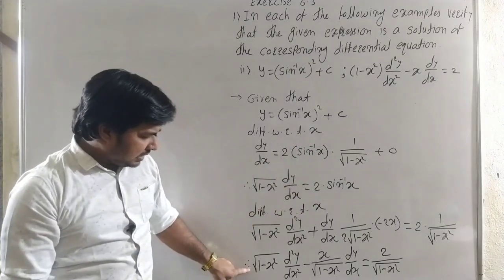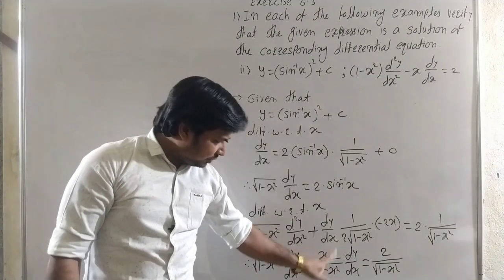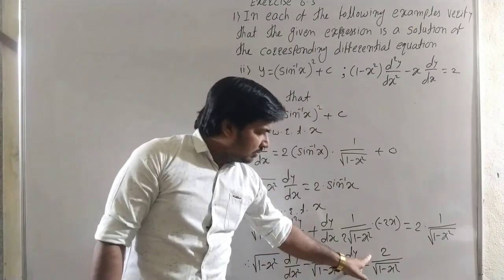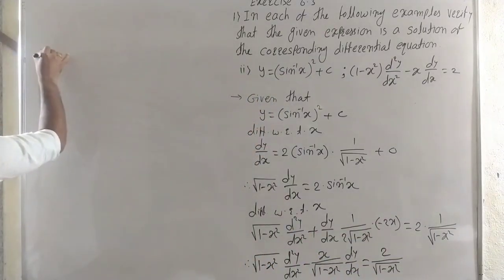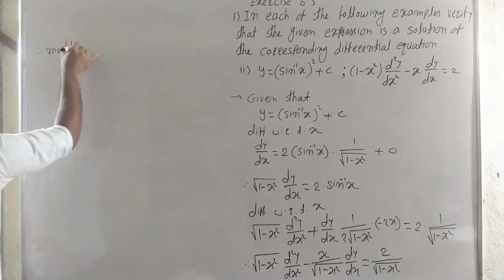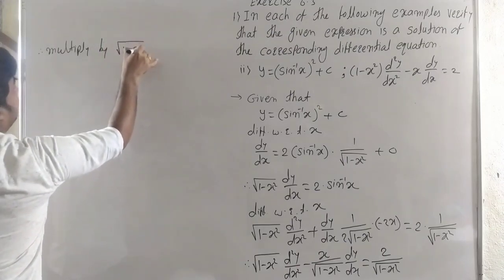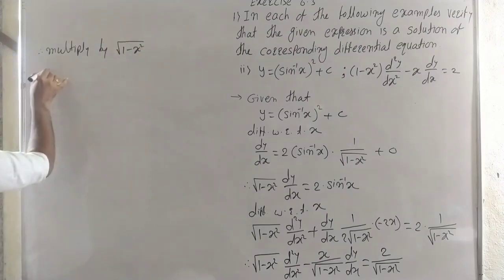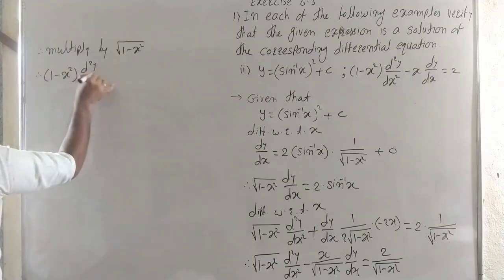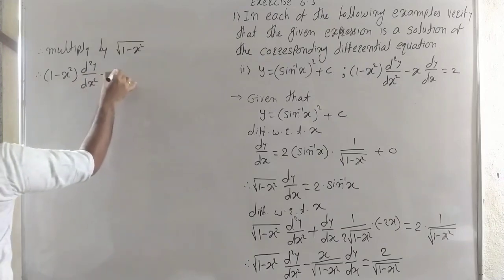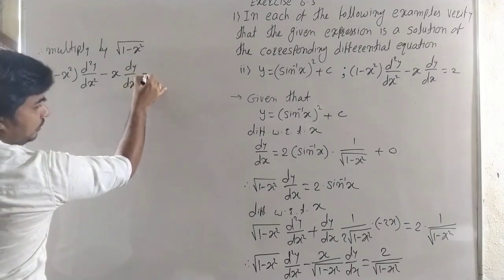When we multiply by under root 1 minus x square, the square root cancels and we get 1 minus x square. Here also, when we multiply by under root 1 minus x square, this under root gets cancelled. Therefore, multiplying by under root 1 minus x square to both sides, we get (1 minus x square) d2y by dx2 minus x dy by dx is equal to this 2.